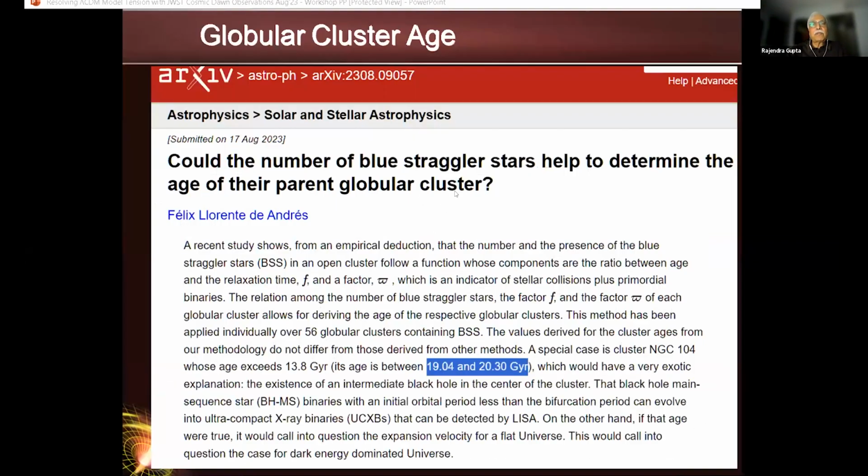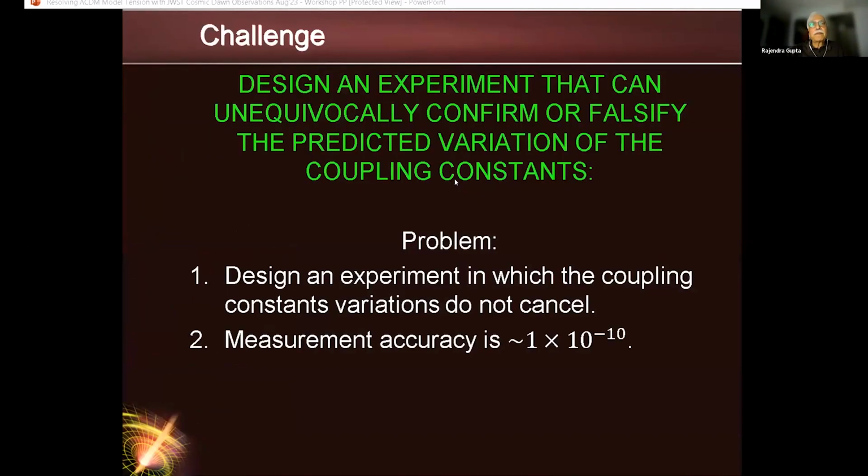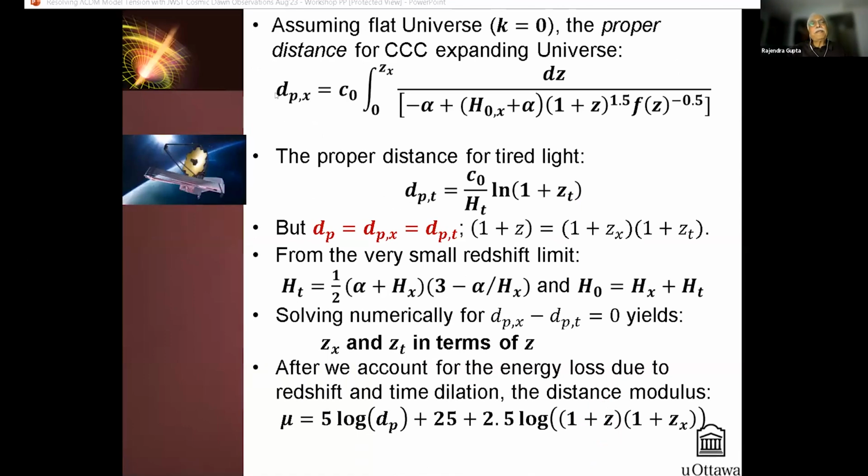And here, let me show you in the equation. What we have here, dpx, this is for the expanding universe part. I write in the CC case, this comes out to be the number, and the proper distance of tired light this. Then we take the low distance, low dp limit, very short limit, and we compare this, and dp and dpx are equal. Or we set dpx minus dpt equal to 0. And then that will constrain my parameters, and also how z is related to zt and zx. This is zx here.